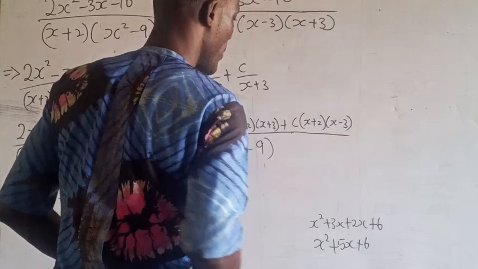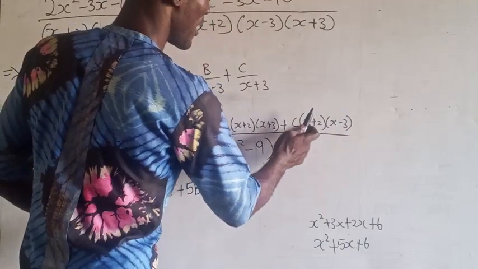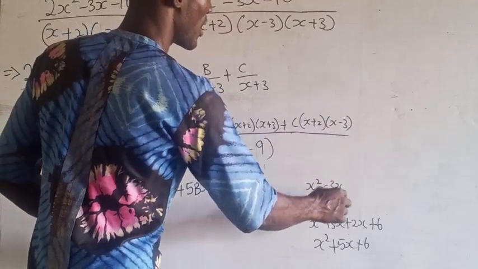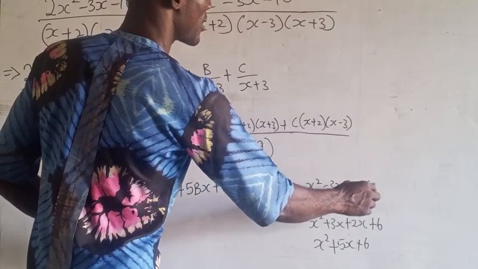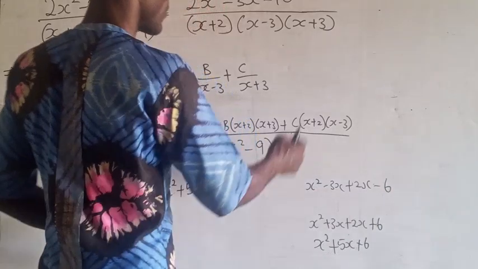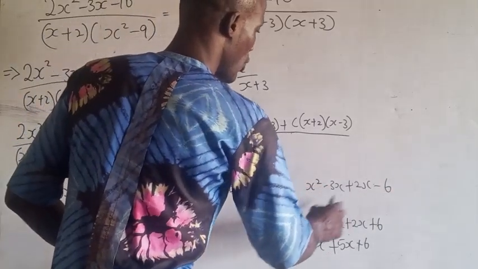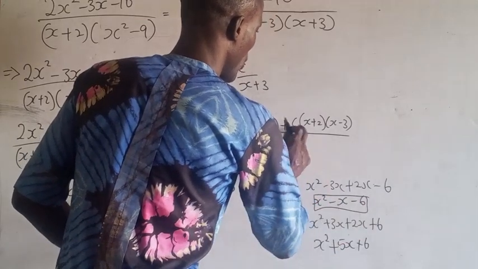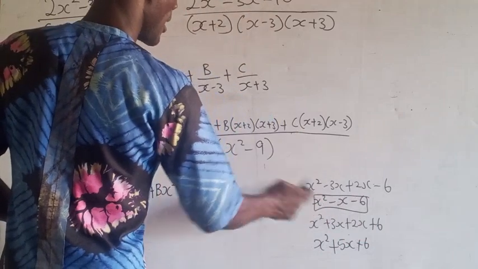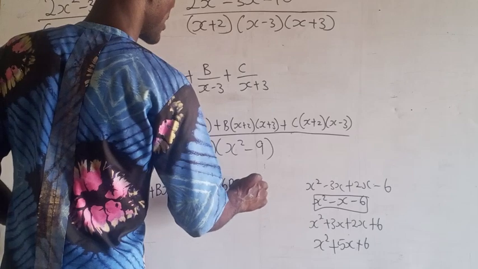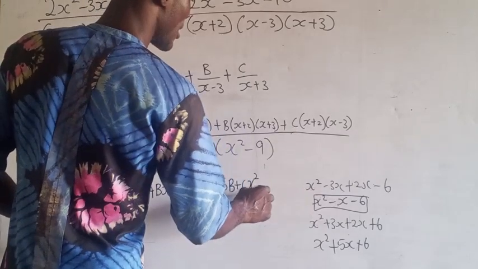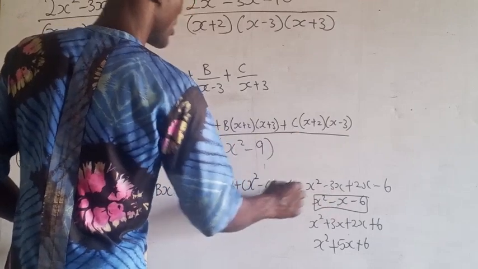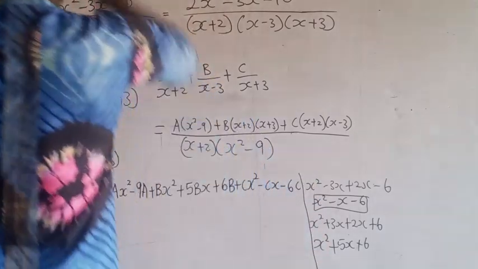What we did here, we also quickly repeat it here. Now for this one, we'll be having x times x, that's actually x squared, x times minus 3, minus 3x, plus 2 times x, plus 2x, then plus 2 times minus 3, minus 6. Minus 3x plus 2x, that is actually minus x, and minus 6. So this is what we use our C to multiply. Now C times x squared, plus cx squared, plus c times minus x, minus cx, then plus c times minus 6, minus 6c.